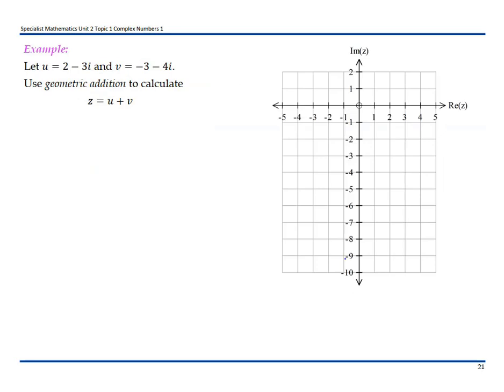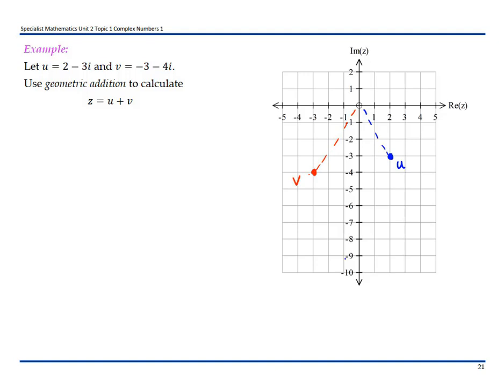Okay, so let's look at an example here. Let u equal 2 minus 3i and v equal negative 3 plus 4i. Use geometric addition to calculate z equals u plus v. So let's go to our Argand diagram. u equals 2 minus 3i, so across 2, down 3, that's my u. I'm going to put a dotted line in there. v is negative 3 plus 4i, so there's my v. Again, I'm going to put a dotted line in there.